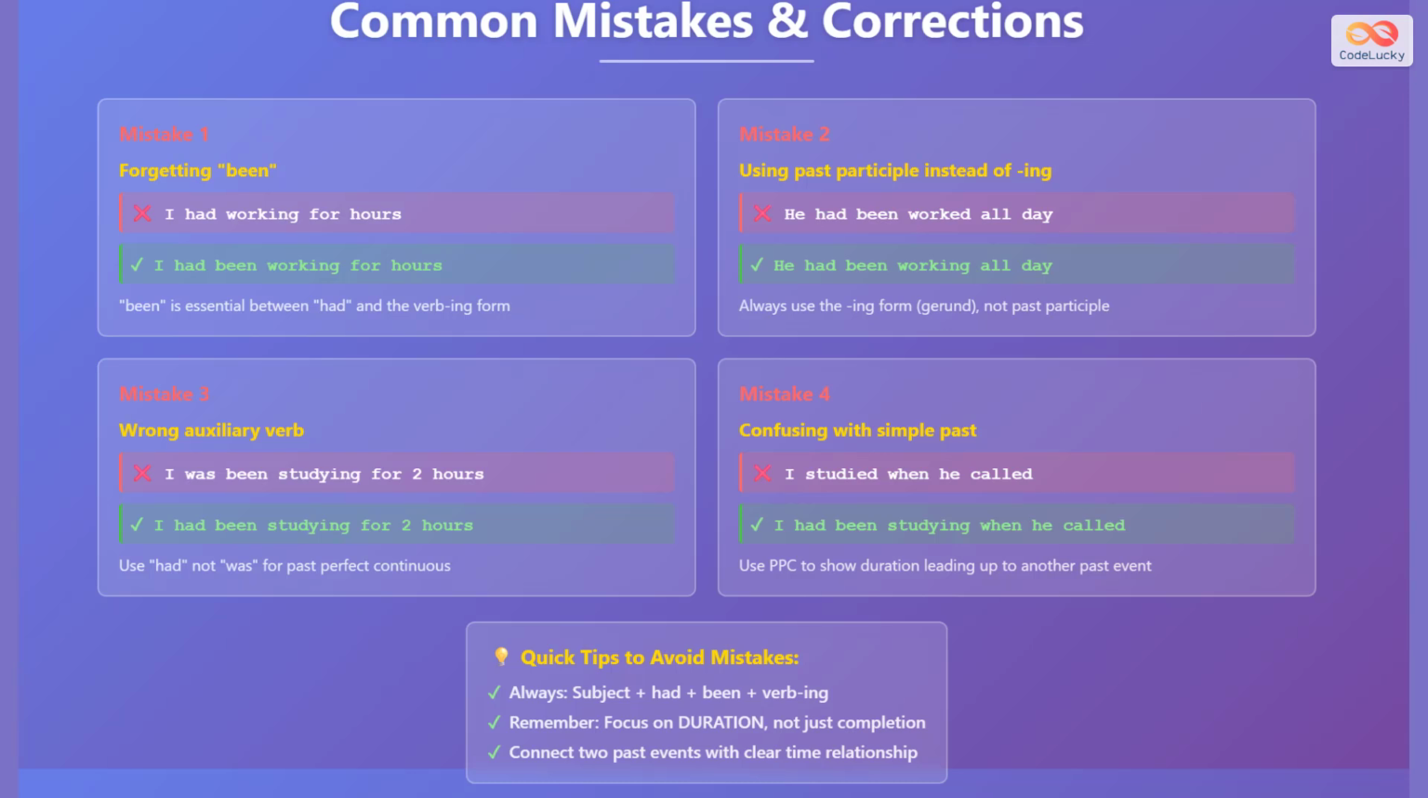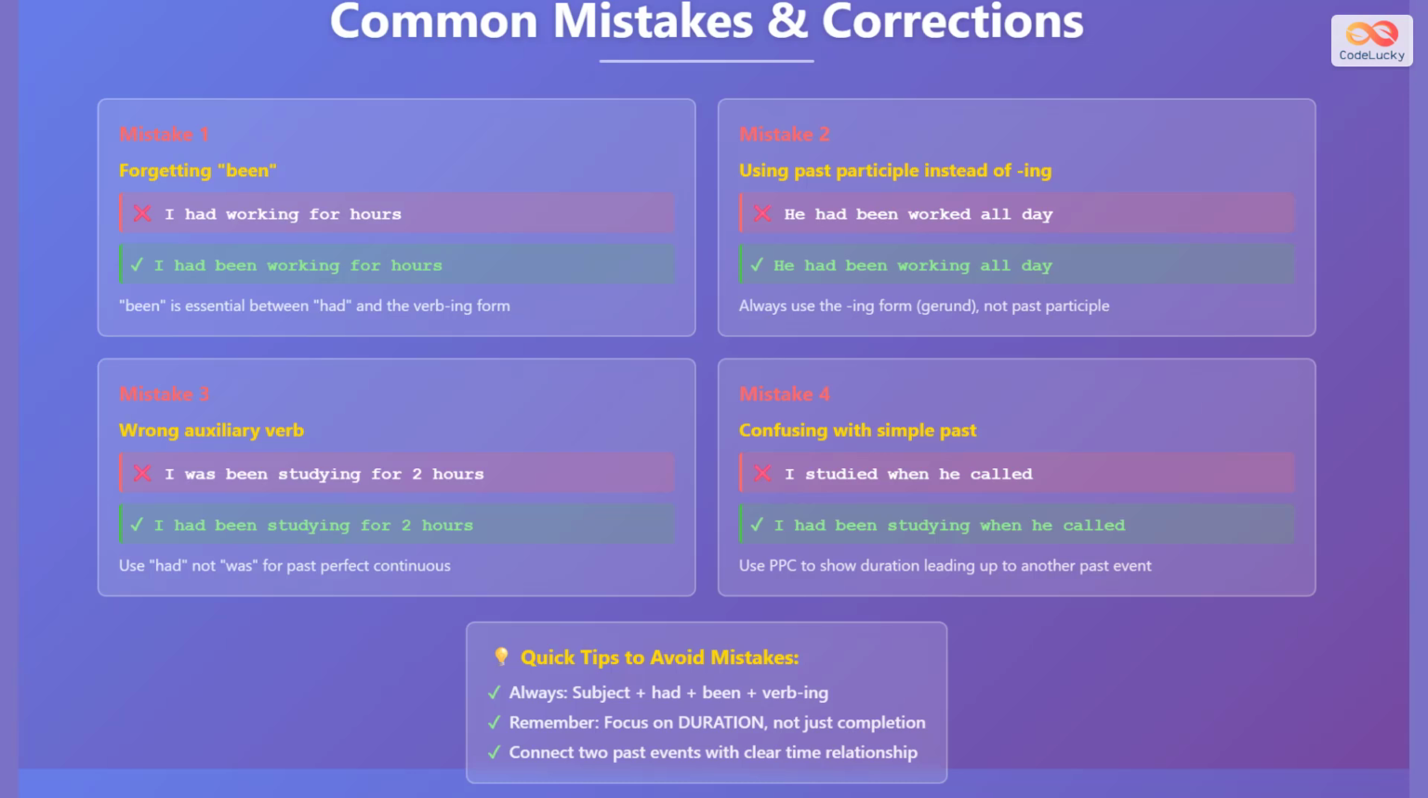Mistake 1, forgetting the word been. Always remember, had been working, not had working. Mistake 2, using past participle instead of ing form. Say had been worked is wrong, say had been working. Mistake 3, using was instead of had. Say I was been studying is wrong, say I had been studying.